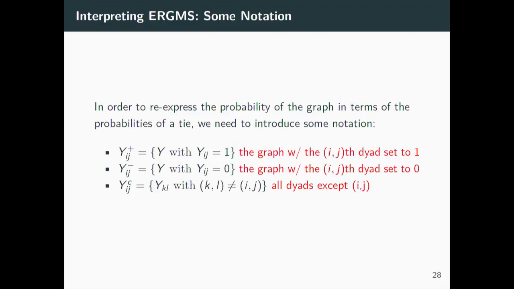Okay, so to do that, I'm going to have to introduce some notation. But this is really important notation, and this is going to make a lot of the model a lot more understandable. So I'm introducing three key things. We have this y plus ij. That's the case where I've forced the ij edge to be 1. We have this y minus ij. This is where I force the ij edge to be 0, right? So I'm turning it on or off. And then I have this y ijc. And this is going to be the entire network except for the ij edge, okay? Right, I'm going to build up a conditional probability model.